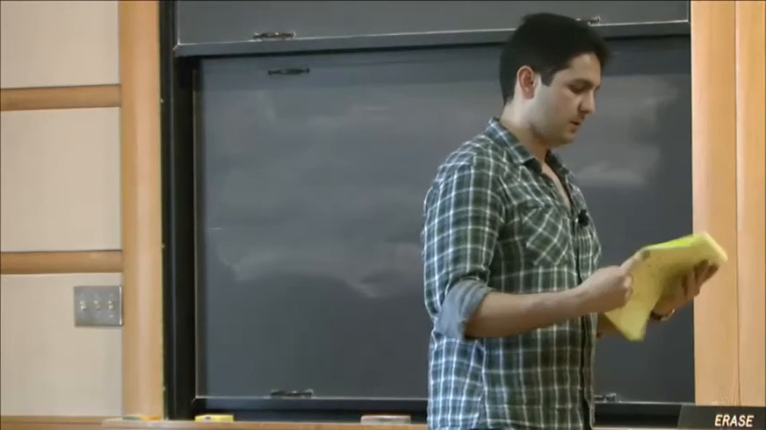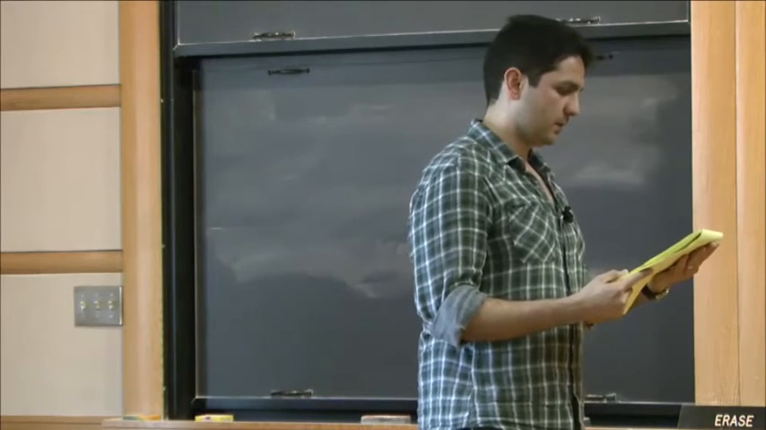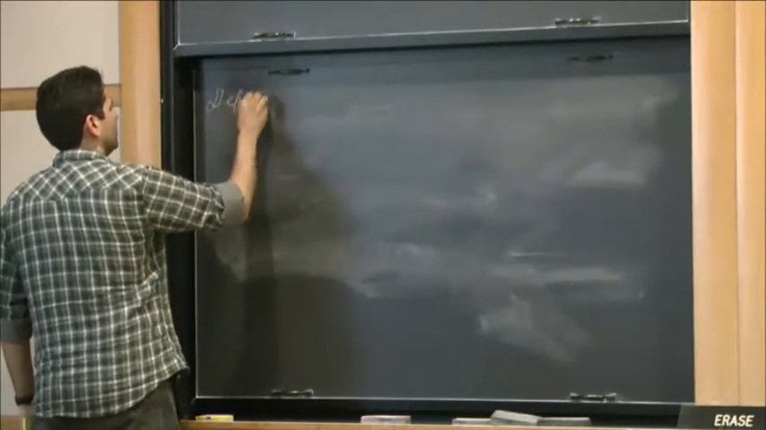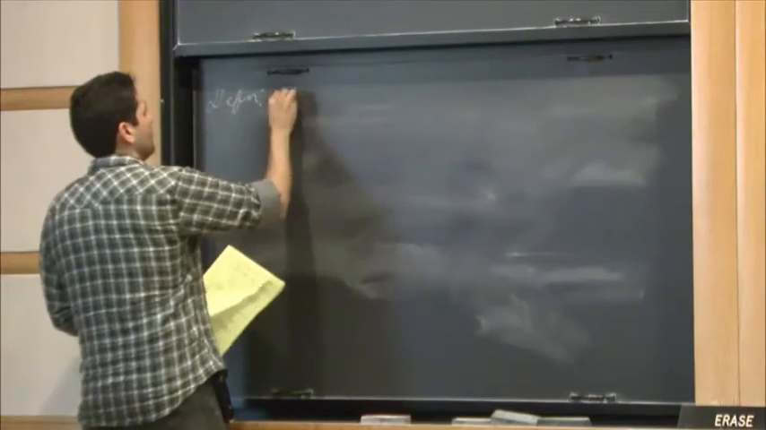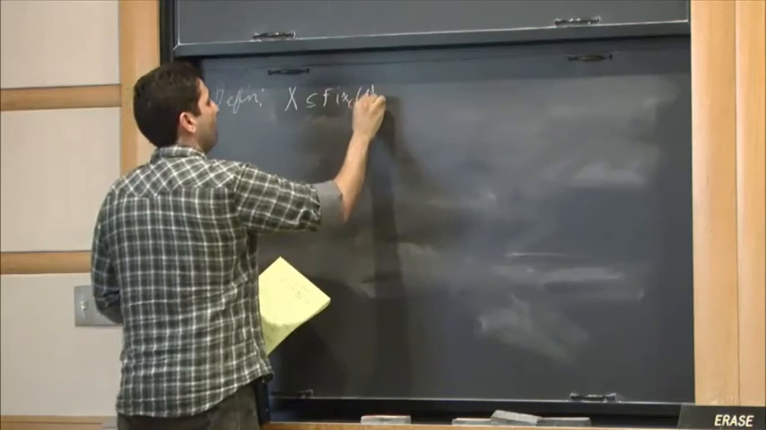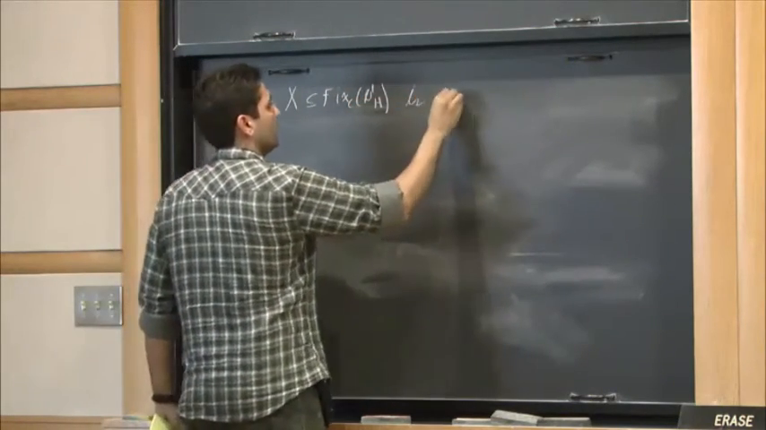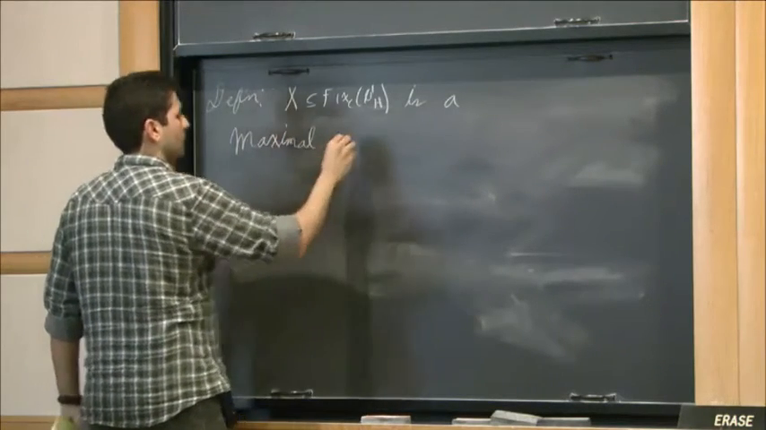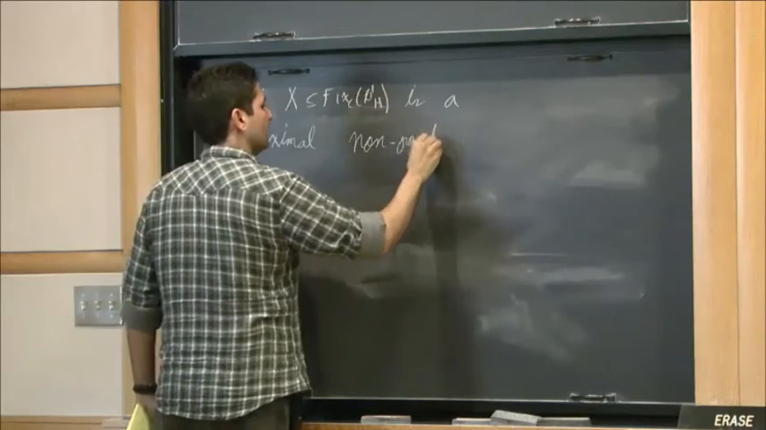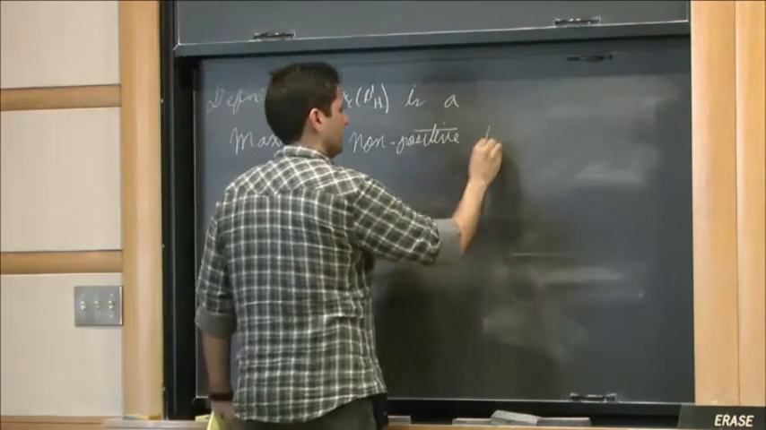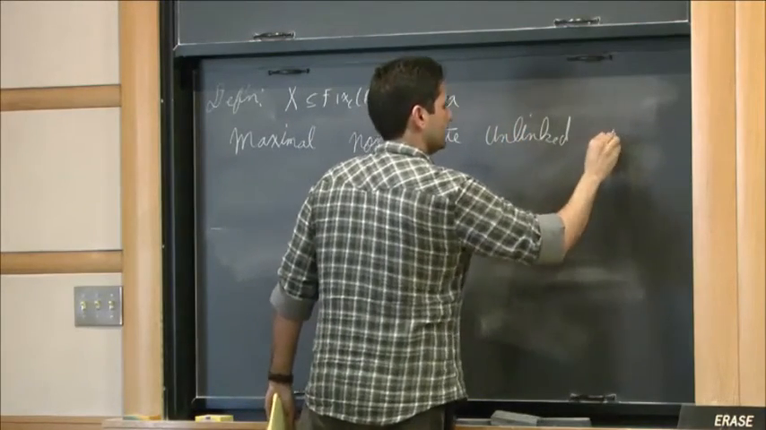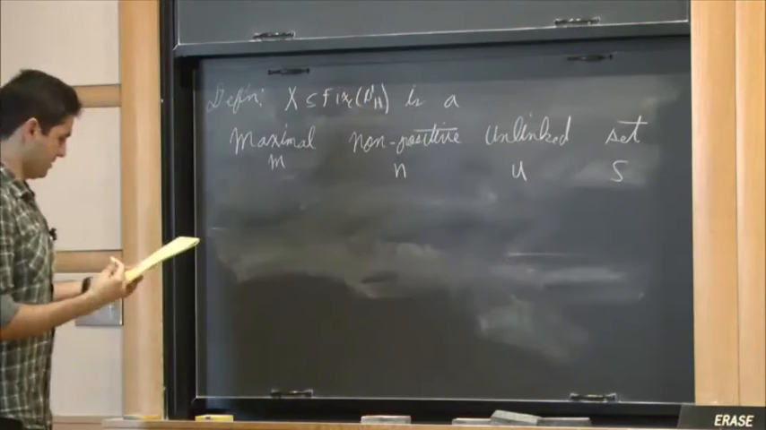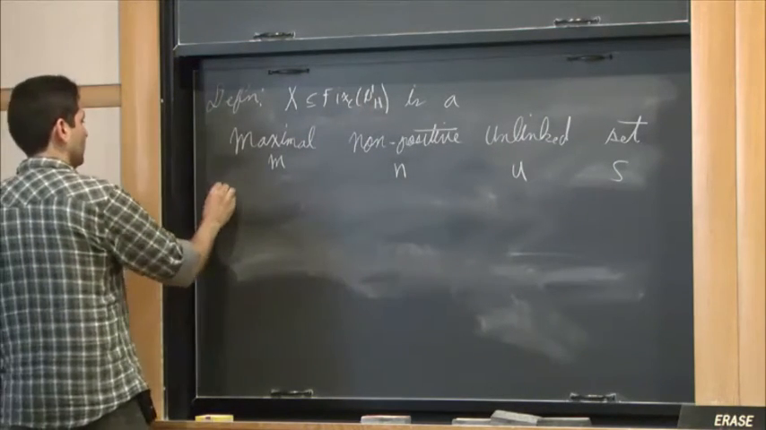Okay, so I told you what unlinked sets were, I told you what non-positive unlinked sets are. Now I'm going to tell you what a maximal non-positive unlinked set is, and then the definition of n. Suppose you have a collection of fixed points. I'll call it a maximal non-positive unlinked set, or for short, I'll write noose, for lack of imagination, if the following conditions hold.